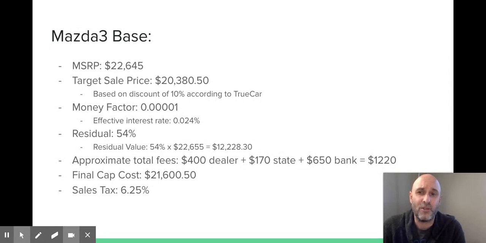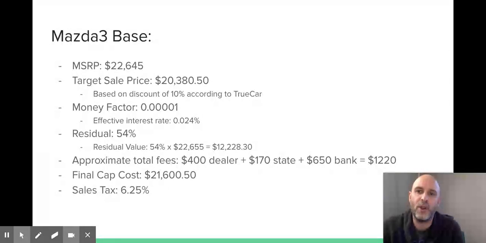Taking $2,000 off a $60,000 car is a lot different than taking $2,000 off a $22,645 car. So it really depends on what's going on in your region. Again, sources like Edmunds and TrueCar will give you a good sense of the actual, reasonable price you should pay at the dealership. The money factor on this, from experience and from some dealer relationships, I knew it was 0.0001, which is effectively 0%.